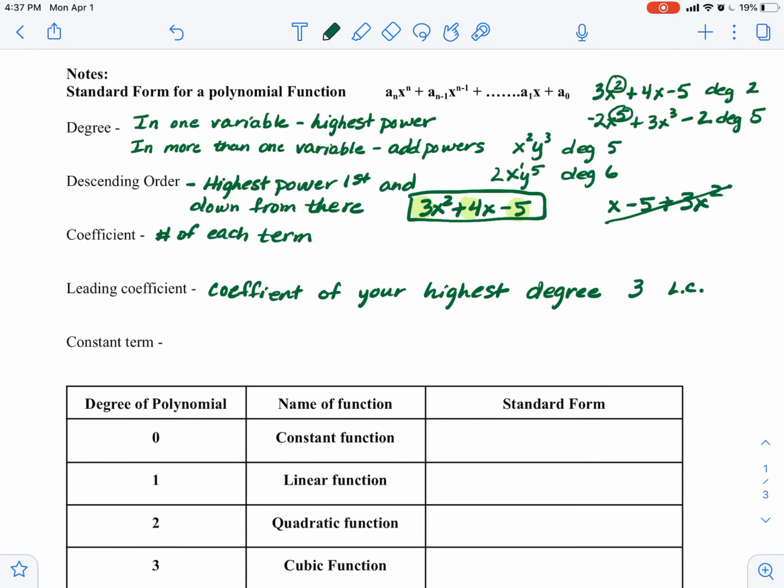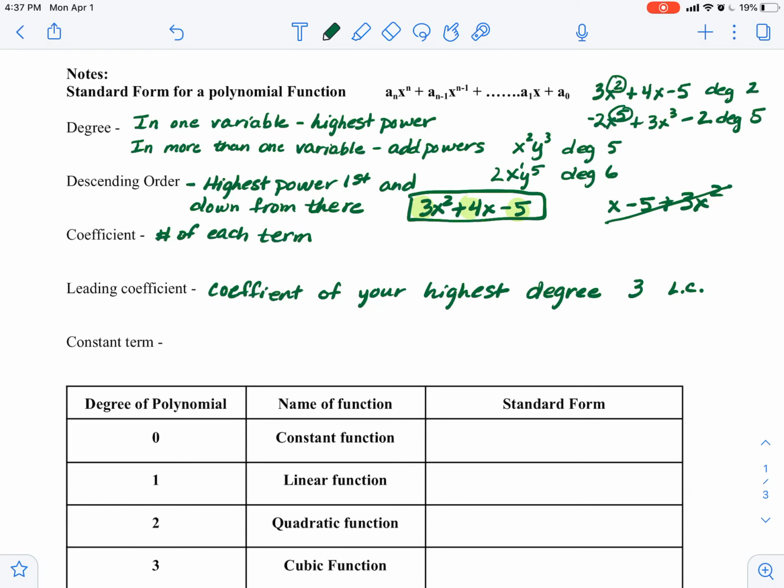Also, we know that by changing the leading coefficient to like 3, 4, 5, it typically makes our graph get steeper. 1/2, 1/3, and so forth, makes our graph get wider. So knowing the leading coefficient becomes important in some of the stuff we're doing.